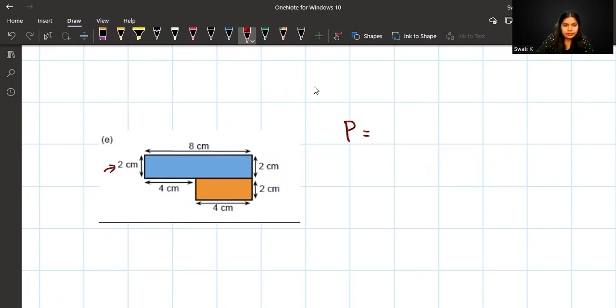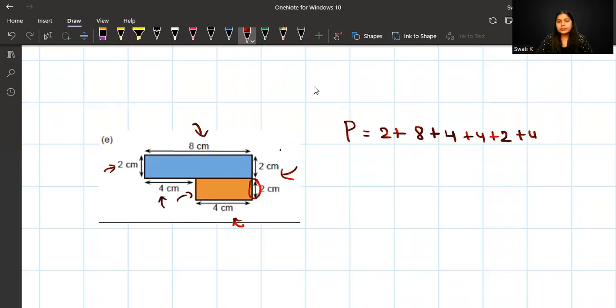So let's start with this one, 2 plus 8 plus 2 plus 2, I can write down 4, so this part is done. Next is 4, so plus 4. And then this one is not given, but this is very straightforward that if this is 2, this is also going to be 2 only, so plus 2. And then this is done, this is also done, plus 4. That is it. We can add this: 2 plus 8, 10, 10 plus 4, 14. 14 plus 4, 18. 18 plus 2, 20, and 20 plus 4, 24. So 24 centimeters is the answer.